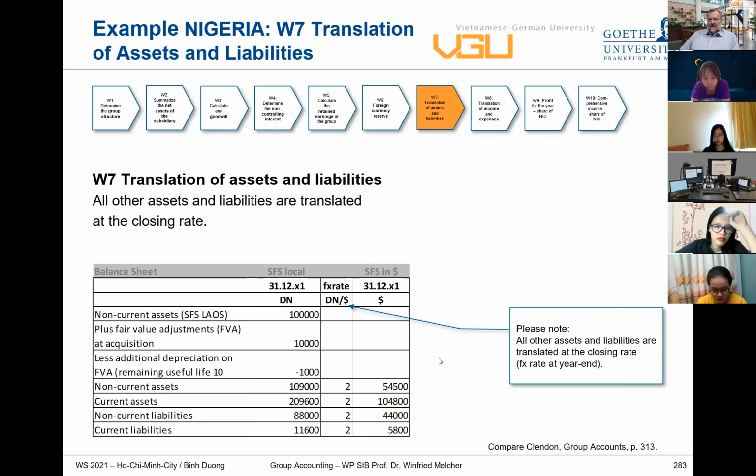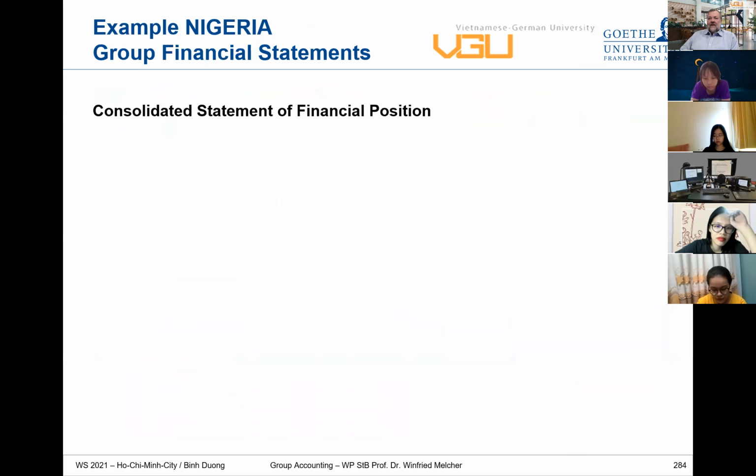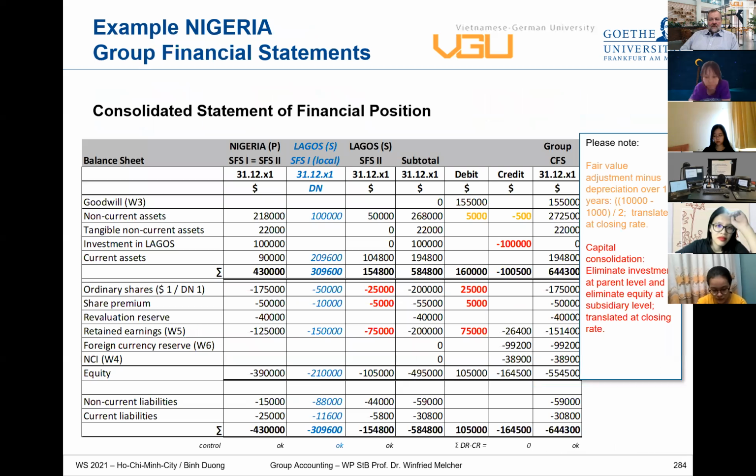So that's easy. And then we can go to the consolidated statement of financial position. And we know that we have to translate all these amounts using the average rate. So that is the fair value adjustment minus depreciation over 10 years.